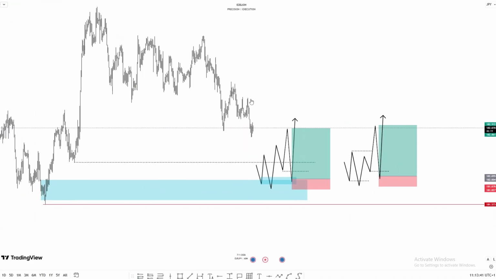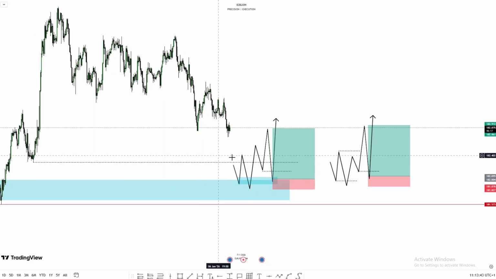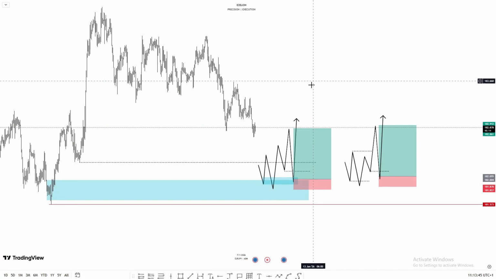So what am I waiting for on this setup? I'm waiting for price to just trade to this place, give me this entry, and I'm going to take it. So I hope you guys understand this whole logic.